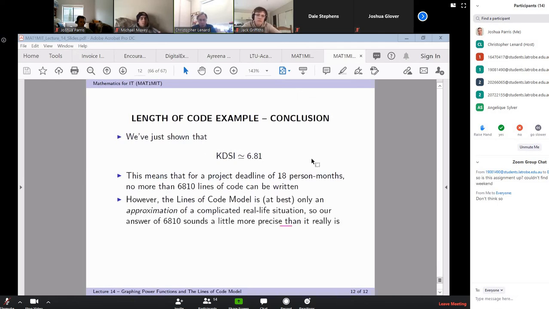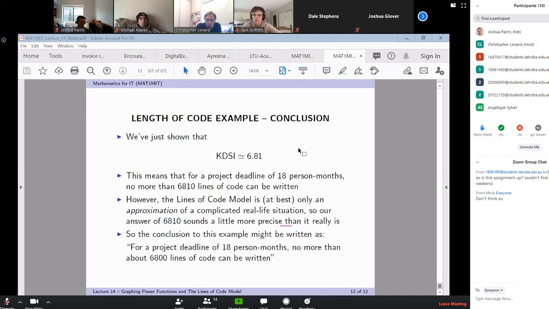So you know what you can actually do using 18 people for 1 month, or 9 people for 2 months, or 3 people for 6 months, or 6 people for 3 months, or 18 people for 1 month. That's the maximum you can do if you're following that particular model. So just in concluding, you can say that if you've got a project deadline of 18 person months, you can write no more than about 6,800 lines of code.